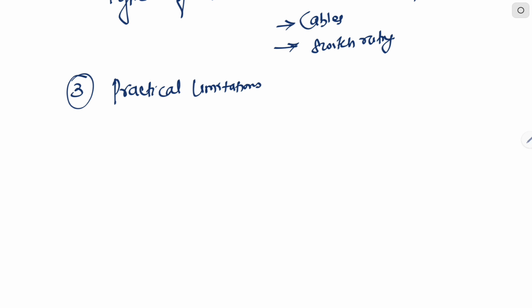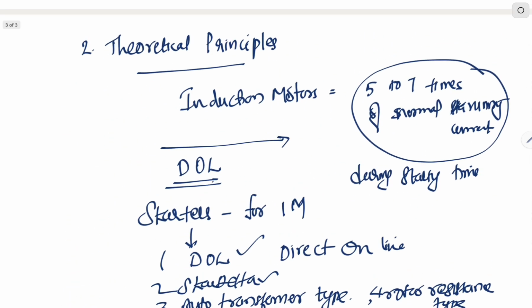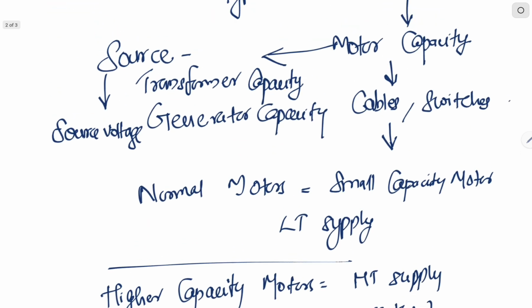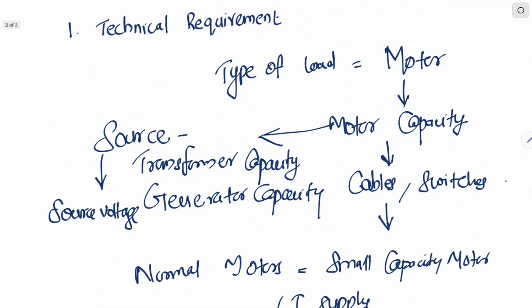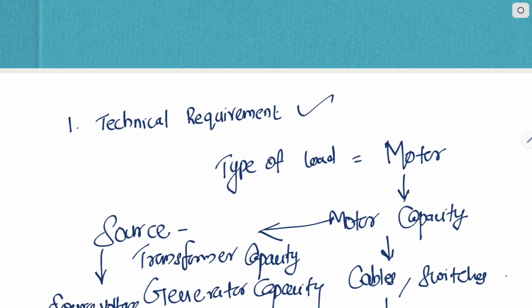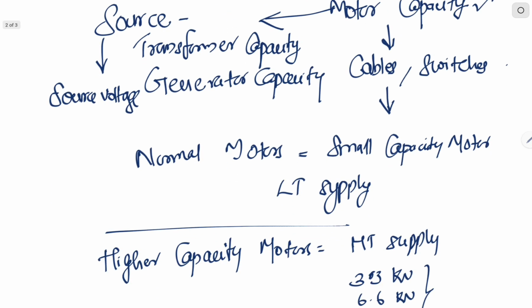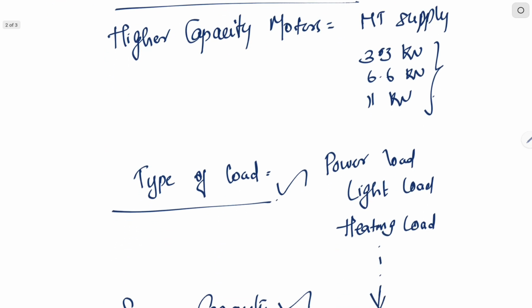See, while we are having the first two parameters like a technical requirement and we go for the electrical design, the first part is the technical requirement. We know the type of load and the capacity of the motors, and we go for the transformer capacity, source voltage, source capacity, generator capacity, everything.